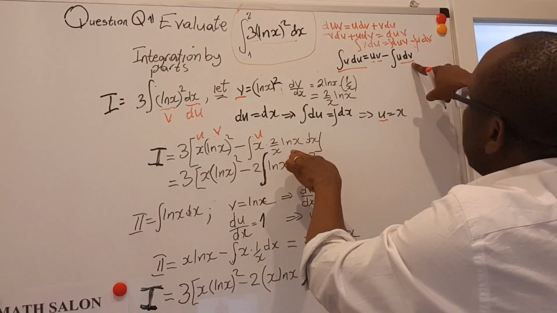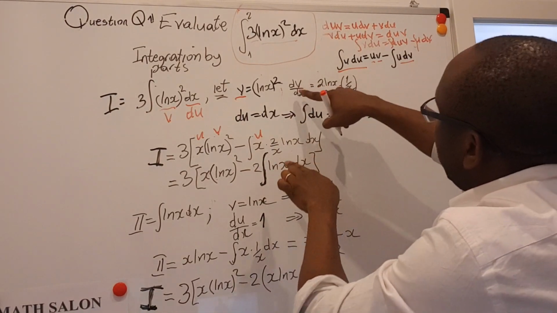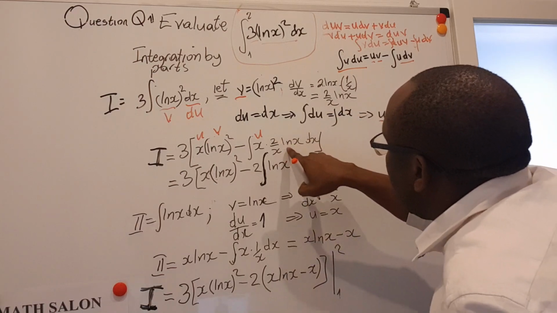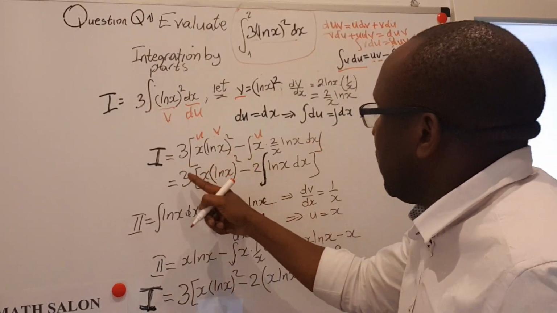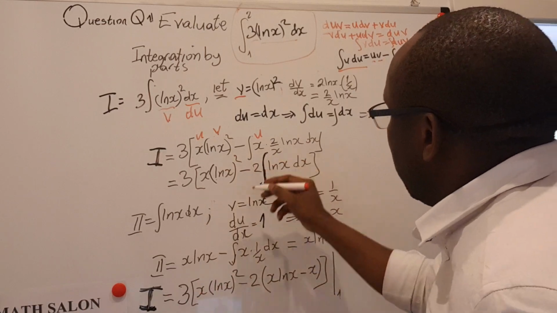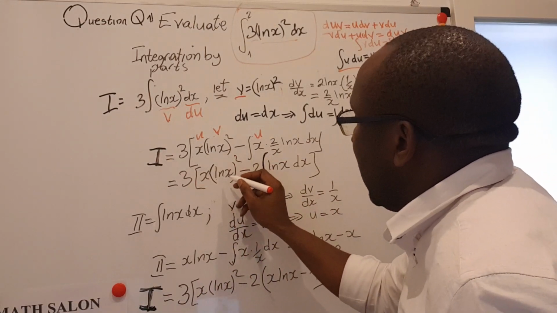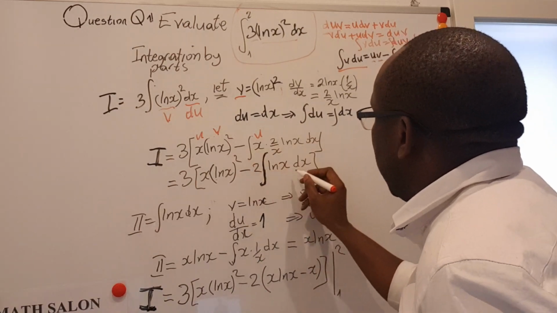And then what was my dv? dv dx, of course, is a function of x, is 2 on x ln x, and that is 2 on x ln x. If I do that, it's just a matter of simplifying this. If I do simplify that, then I come up with something like 3 multiplied by x in brackets ln x to the power 2 minus 2 integral of ln x dx.